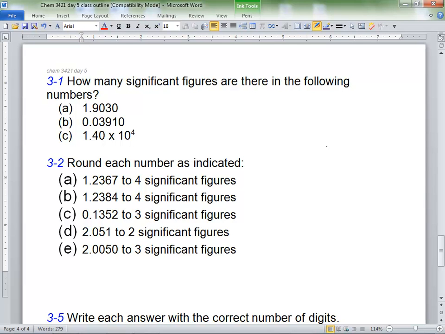All right. How about A, B, and C? A, what's the answer? Good. 5. B, what's the answer? Good. C, what's the answer? Excellent. Round this guy to 4 sig figs. You would say 1.237. All right. 1, 2, 3. All right. 1.238. 3 sig figs. 5. 2 sig figs. 2.1. 3 sig figs. Okay.